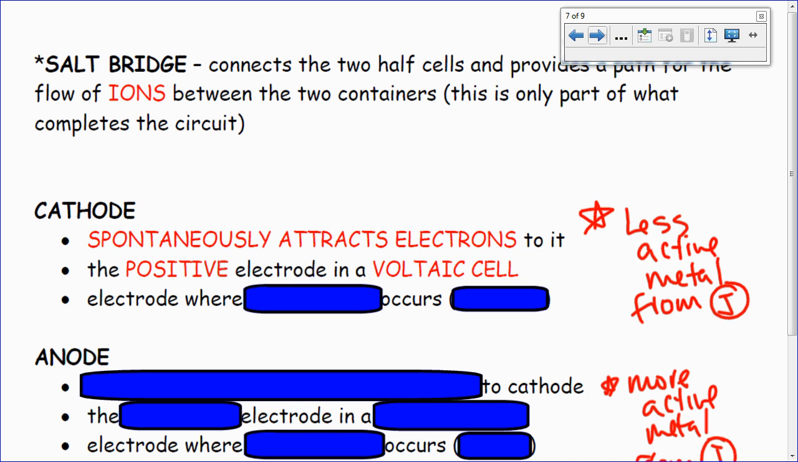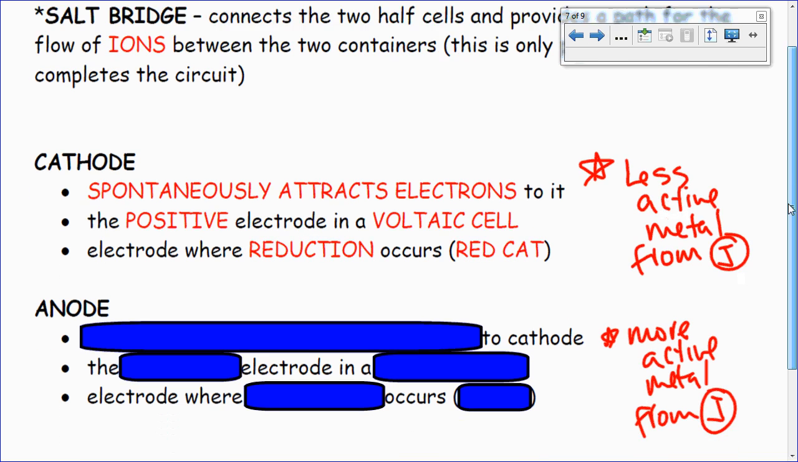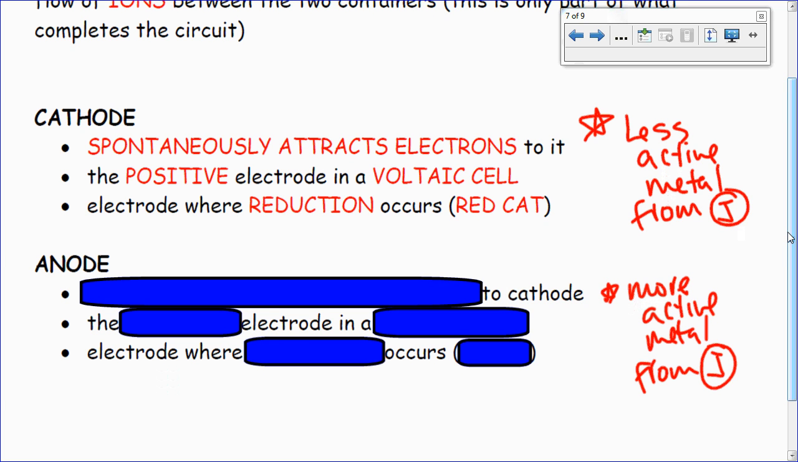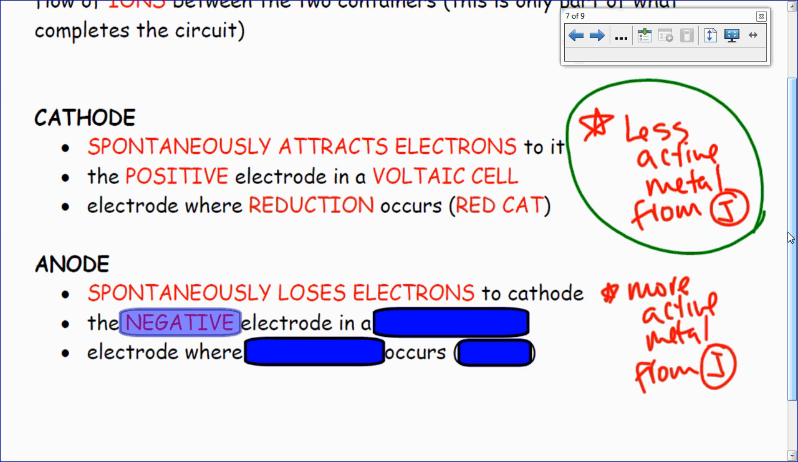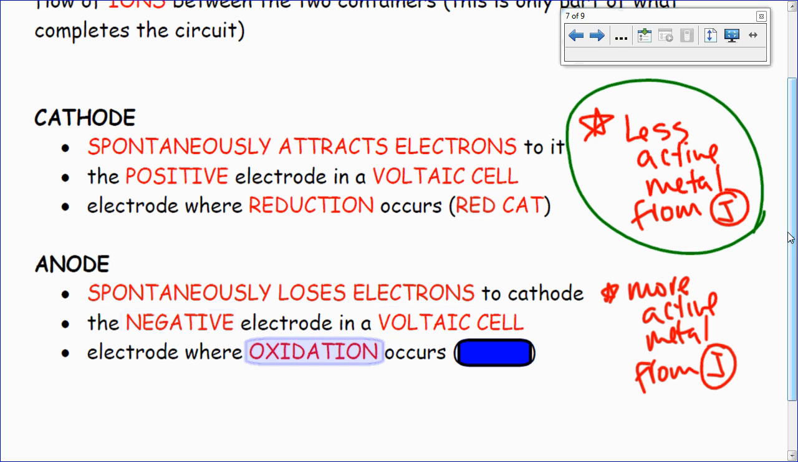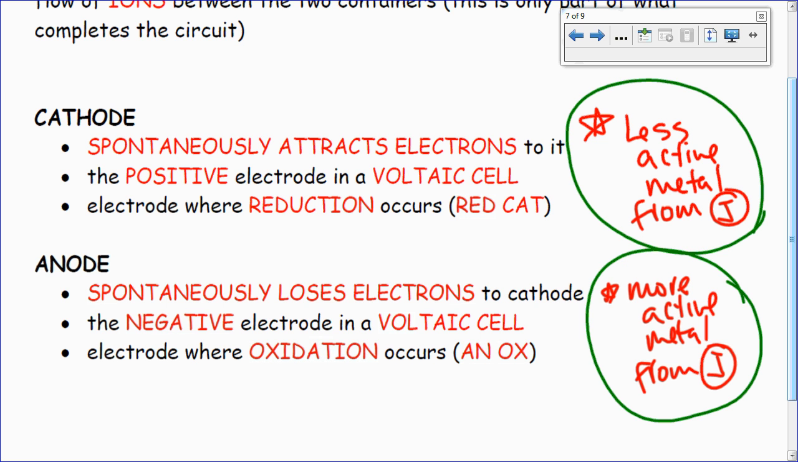A cathode spontaneously attracts electrons to it. That's the positive electrode in a voltaic cell, and it's where the reduction occurs. Red cat. Reduction at the cathode. Less active metal from table J is the cathode. The anode is spontaneously losing electrons to the cathode. This is the negative electrode in a voltaic cell where oxidation occurs. An ox, red cat: anode, oxidation, reduction, cathode. And again, the more active metal from table J is your anode every time.